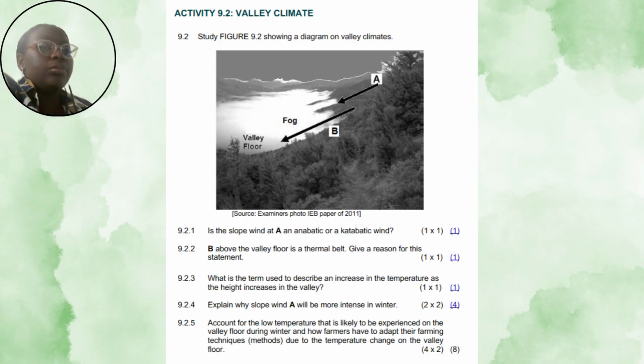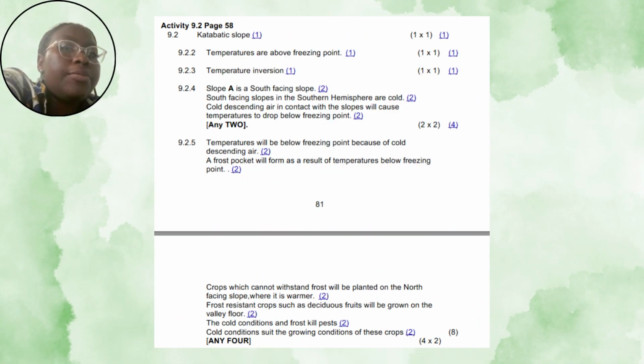And then we'll look at the last question about the low temperature that is likely to be experienced at the valley floor and the methods that the farmers can do to adapt. In this case, the low valley temperatures could be because the temperatures will be below freezing point because of the cold descending air. As we said earlier, frost pockets will form as a result of temperatures that are below freezing point.